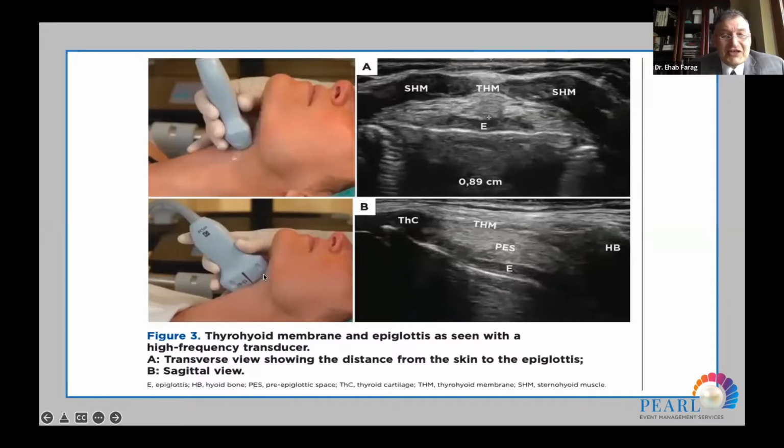If you go to the sagittal plane, or the long axis view of the epiglottis, you also have the thyroid cartilage, the hyoid bone, and the thyrohyoid membrane, which is usually hypoechoic. Beneath it, sometimes we can see the hyperechoic air mucosa interface, and the pre-epiglottic space filled with fat, which is hyperechoic. And this is the epiglottis, which is hypoechoic because there is no calcification of the epiglottis. Then beneath it is the hyperechoic air mucosa interface.